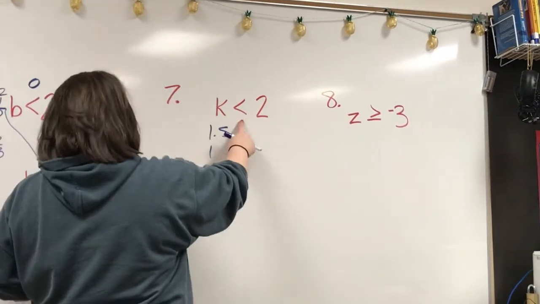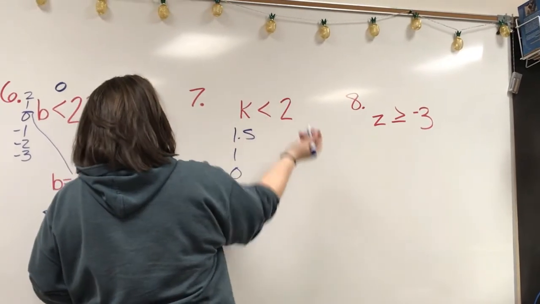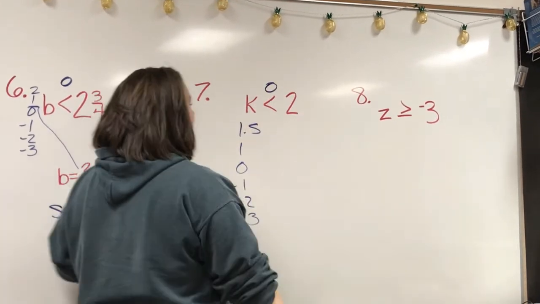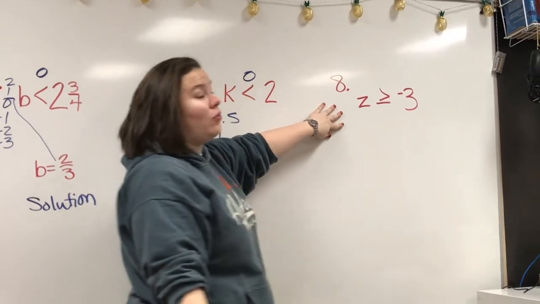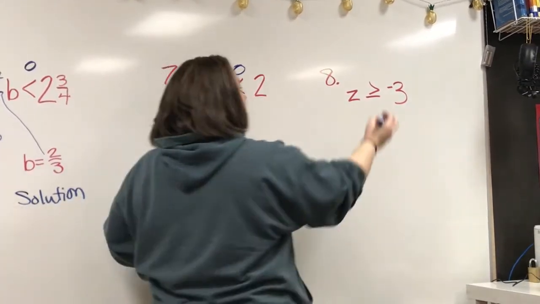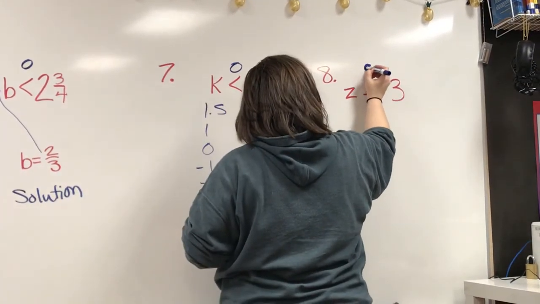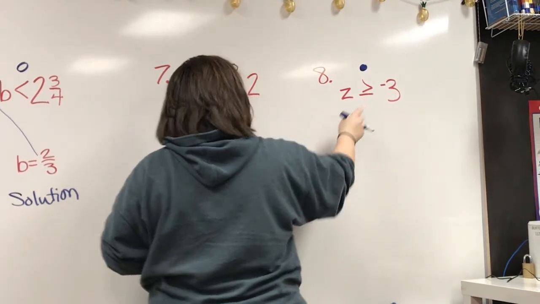Oh, we forgot our dot. What kind of dot is this? It's going to be an open dot. Number 8, what kind of dot will that be? That will be a closed dot because it has the equal to.